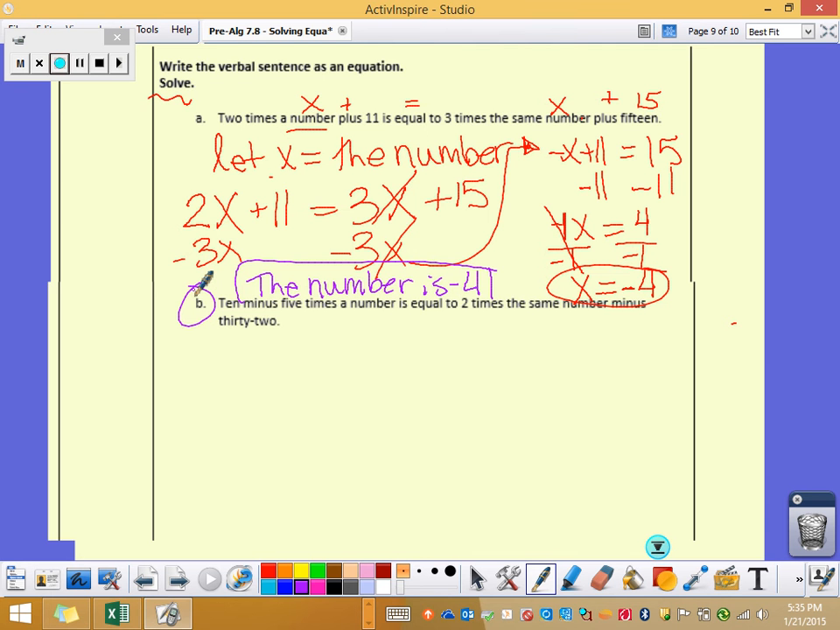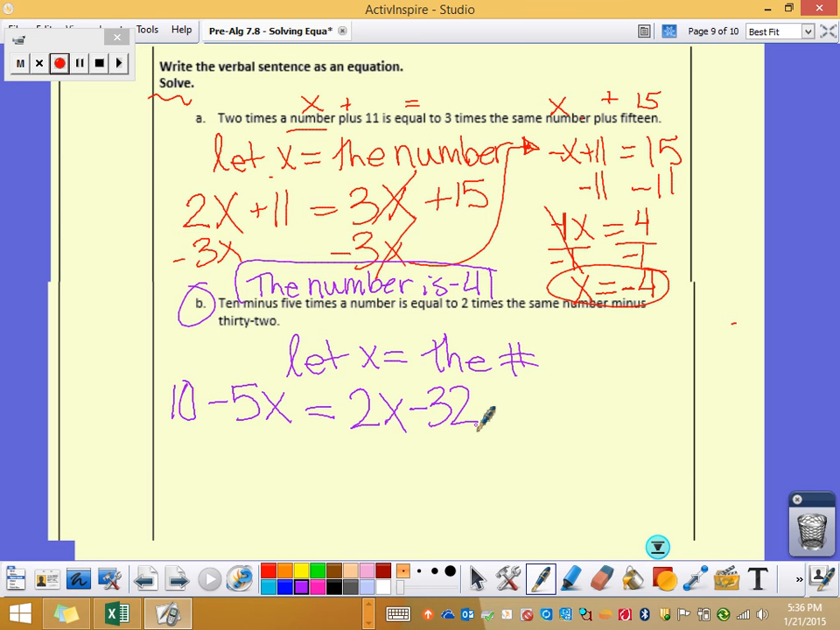Okay, B says 10 minus 5 times a number. Sounds like we need to let x equal that number again. Let x equal the number, using this number sign. Okay, 10 minus 5 times a number, 5x, is equal to, equal sign, 2 times the same number. 2 times the same number would be x again, minus 32. Okay, so subtract 32. There's the equation you should have come up with.